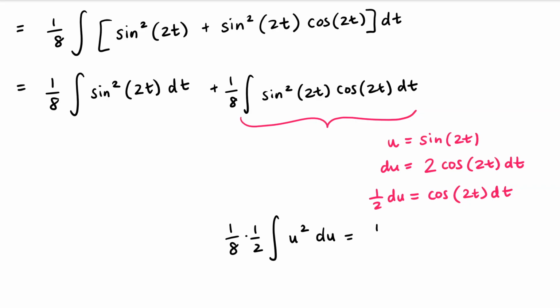So that's going to be 1 over 16 times u cubed over 3 plus our constant of integration, and 16 times 3 is 48. And if I plug u back in, we get sine cubed of 2t over 48 plus our constant of integration.